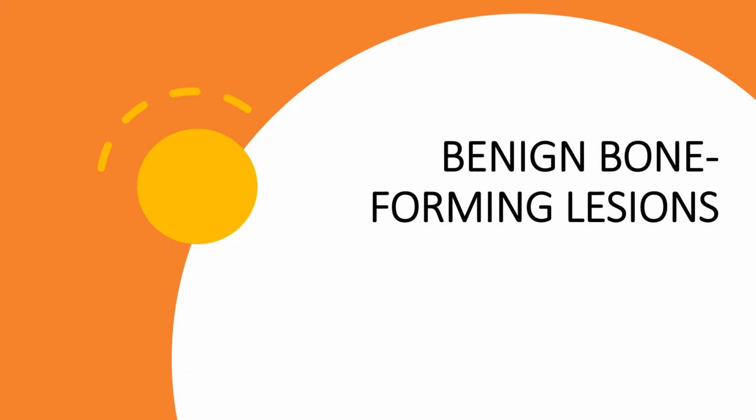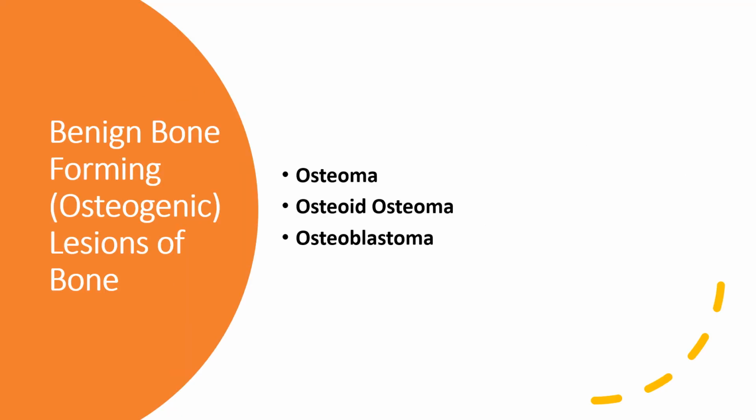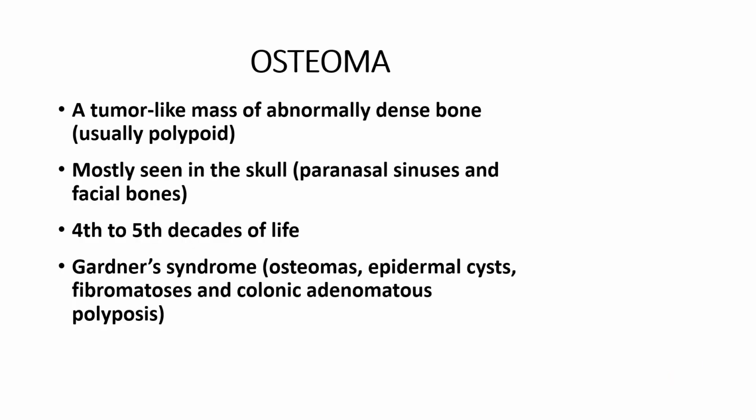So let's start with benign bone-forming lesions. Today we are going to talk about the most common bone-forming lesions of bone, including osteoma, osteoid osteoma, and osteoblastoma. Osteoma is a benign bone-producing lesion, mostly composed of dense bone. Mostly seen in the skull, followed by paranasal sinuses and facial bones. Mostly seen in patients in the 4th and 5th decades of life. Can be associated with Gardner syndrome, which may present with osteomas, epidermal cysts, fibromatosis, and colonic adenomatous polyposis.